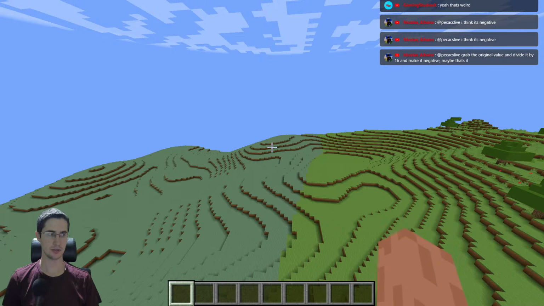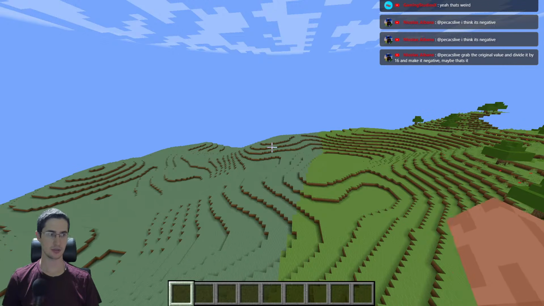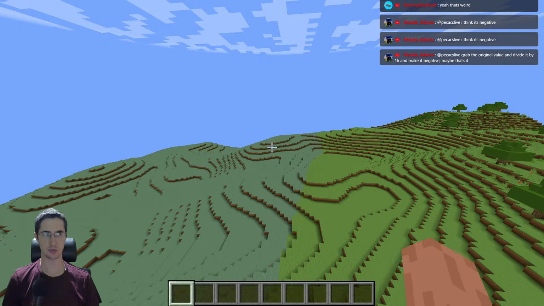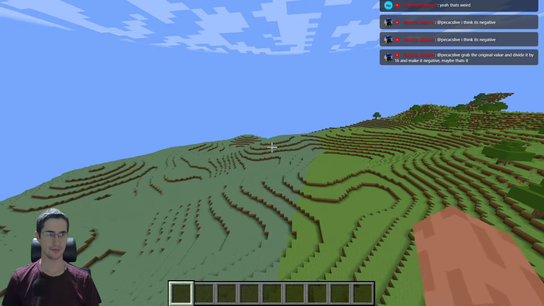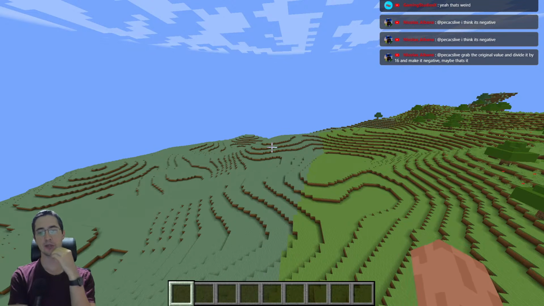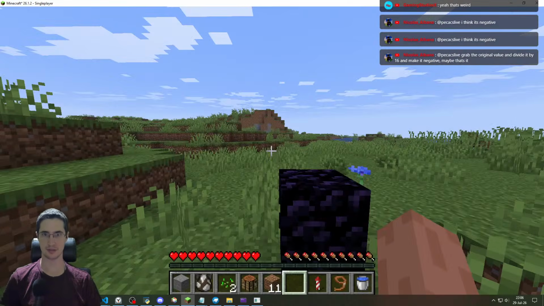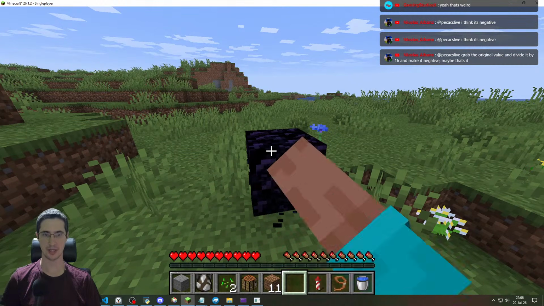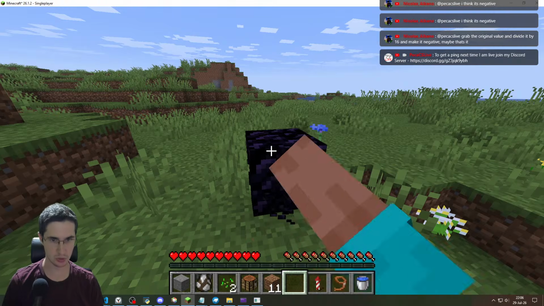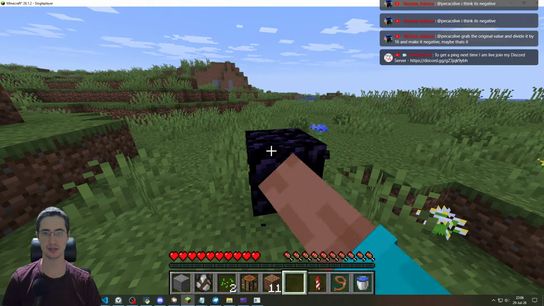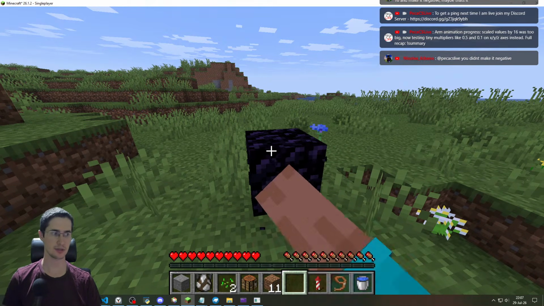Grab the original value and divide it by 16. No, I did that. It wasn't useful, chat. Okay, what do we do from here? Let's see in Minecraft. In Minecraft, it's like this. We're not doing rotations. Keep that in mind.